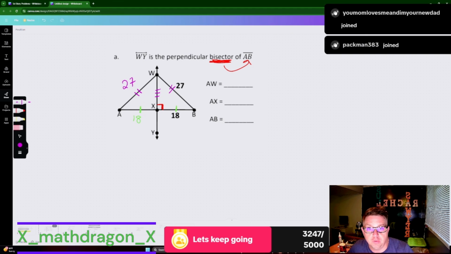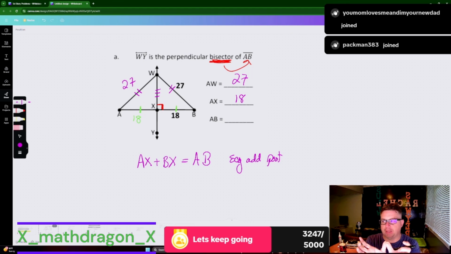So AW, we have as 27, AX is 18, and for AB, make sure you take AX plus BX. AX plus BX equals AB. Man, that's got to sound familiar, like the segment addition postulate. A piece plus a piece equals the whole thing. So, 36 is AB.